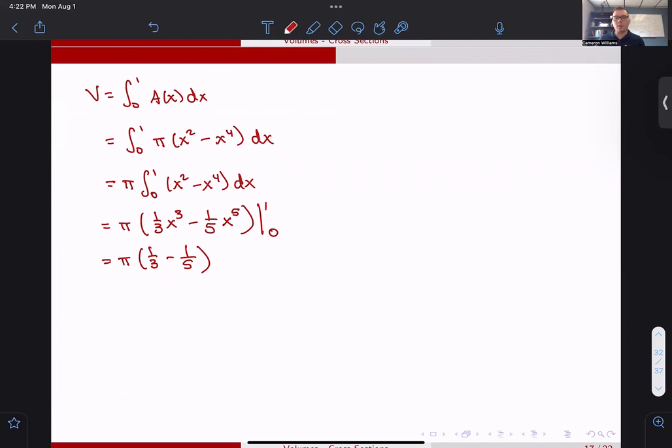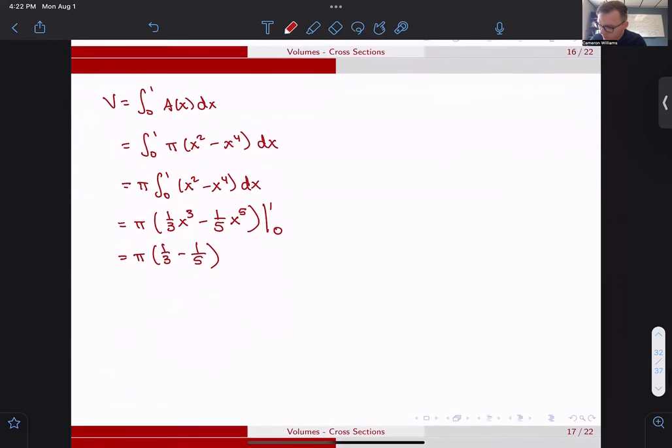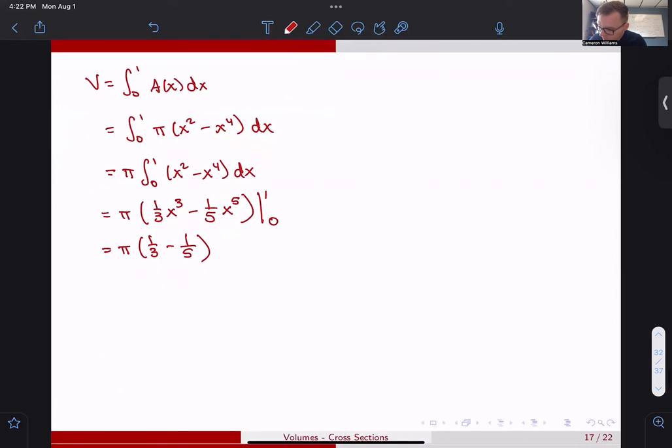But if you want to make a nice common denominator, you can. To simplify the subtraction of fractions, the lowest common denominator is 15. So that'll be 5 over 15 minus 3 over 15. You'll get 2 over 15. So you'll get 2 pi over 15.